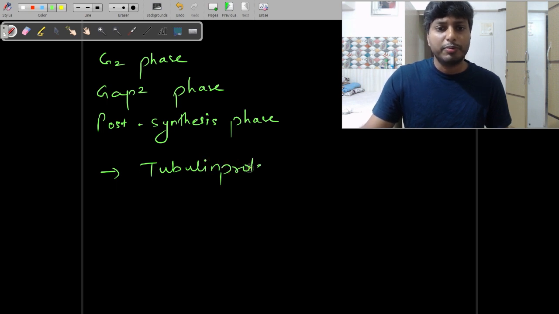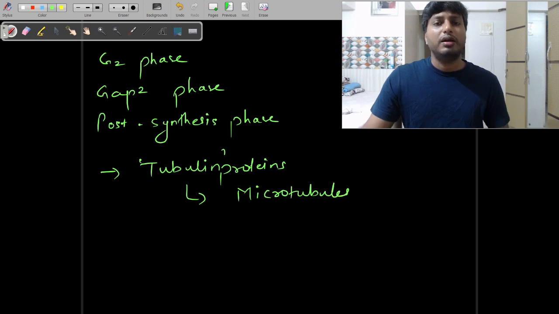Now, what are these tubulin proteins, dear students? The tubulin proteins are the ones which are important for the synthesis of microtubules, and microtubules are part of the cytoskeletal elements of the cell. So there are three basic types of cytoskeletal elements, which are nothing but microtubules, microfilaments, and intermediate filaments, which actually help in forming the skeleton of the cell. They help in giving mechanical support to the cell. So here the tubulin proteins are mainly synthesized, which are going to be useful for the formation of microtubules.